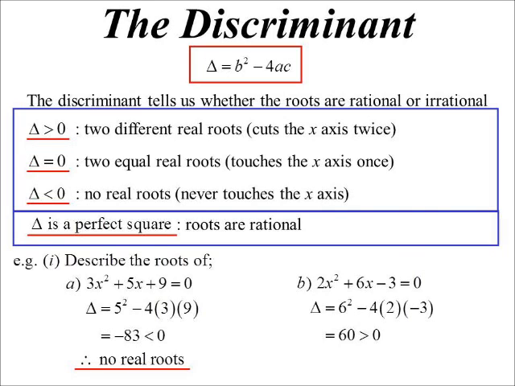Okay, so hang on, what was that one? Someone said it's irrational, because we don't know what the square root of 60 is. Okay, we know that. What else? We know there's two of them. We know they're real. We know they're different. So to put that all together, we've got two different, real, irrational roots.